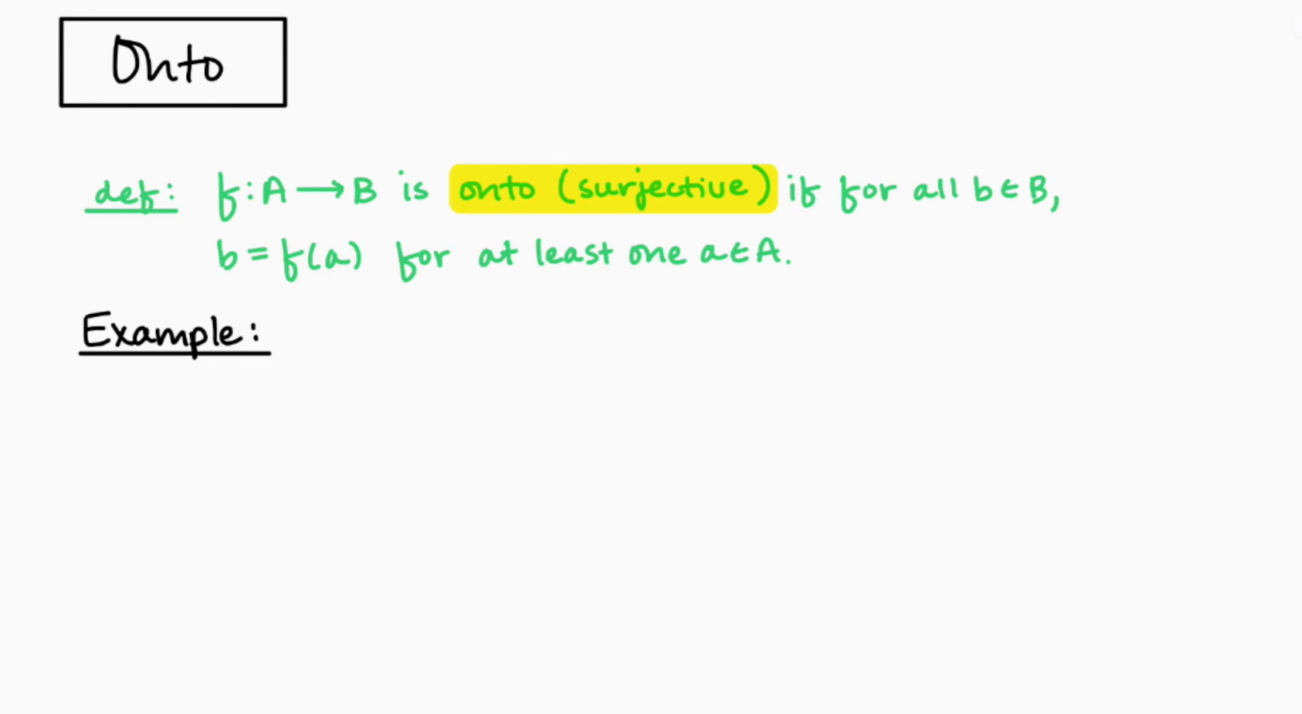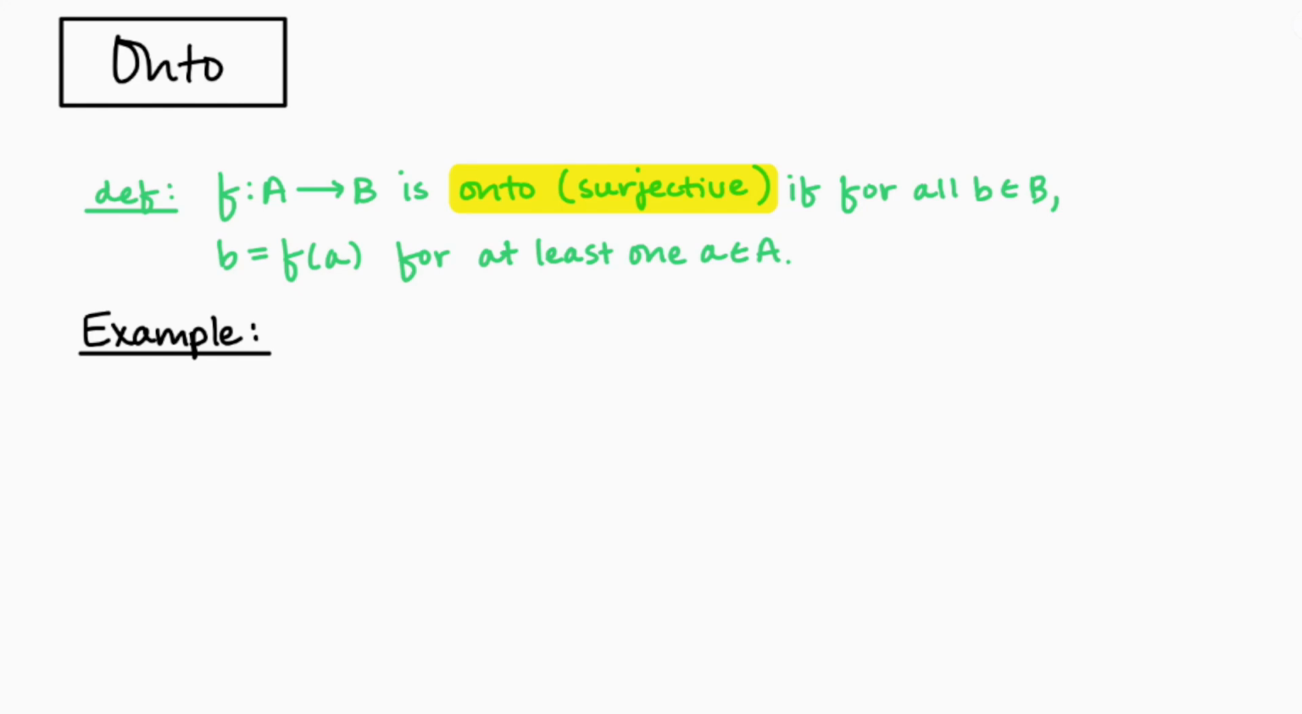All right, let's move on to onto, or surjective. A function which takes A into B is what we would call onto or surjective, or we would call it a surjection, if for all B in the codomain, B is equal to f of A for at least one element A in the domain. And so that means that all of the possible outputs are hit. The function is filling up the entire codomain.